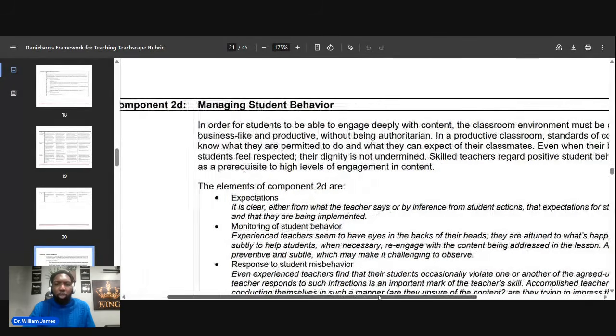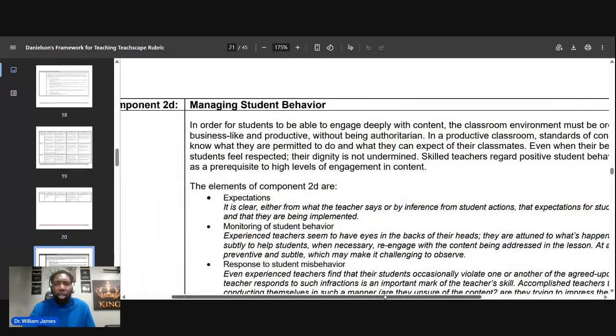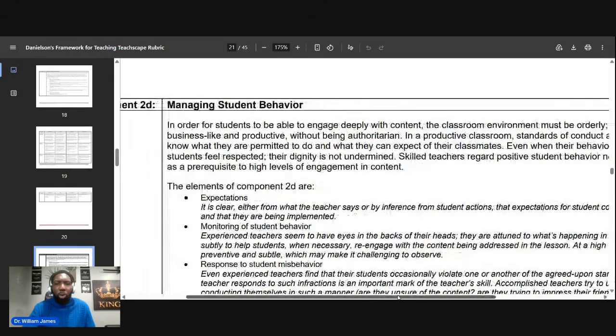In order for students to be able to engage deeply with content, the classroom environment must be orderly, businesslike, and productive without being authoritarian. So again, like I was just saying, depending on the environment you're in, kids come in. I've taught in different schools. Certain schools it's easier than others. Kids come in, they just sit down, get to work. And it's like 99% of the class like that.